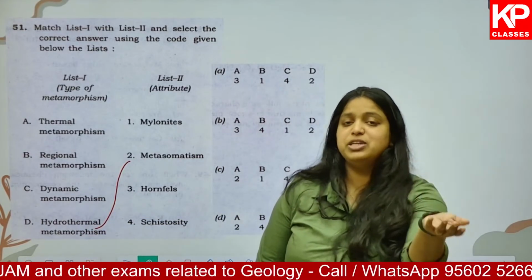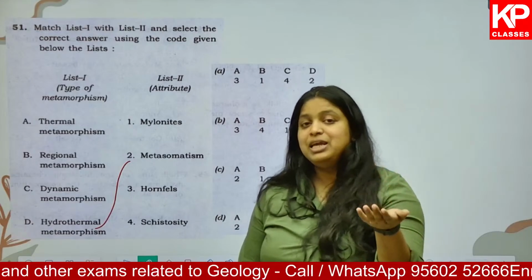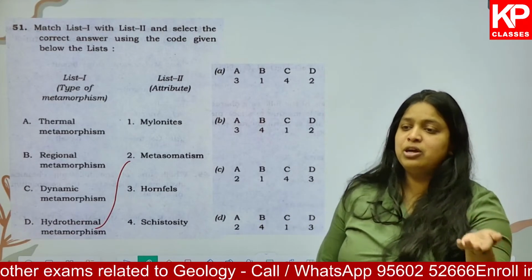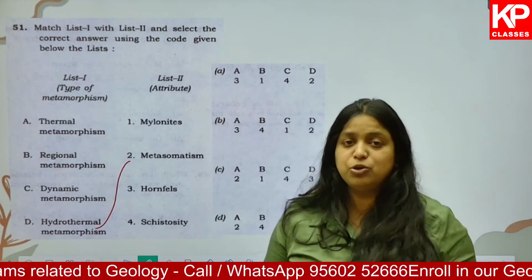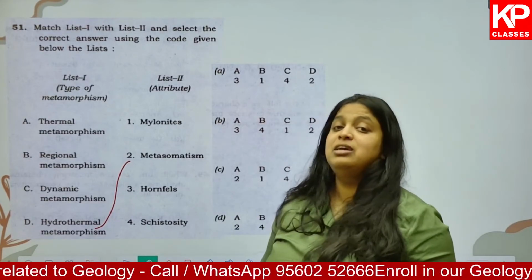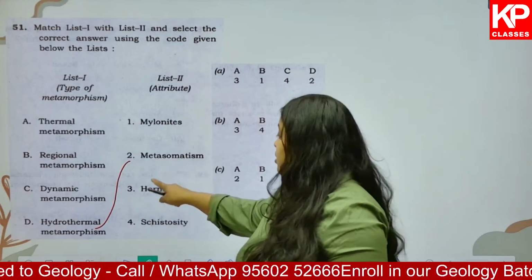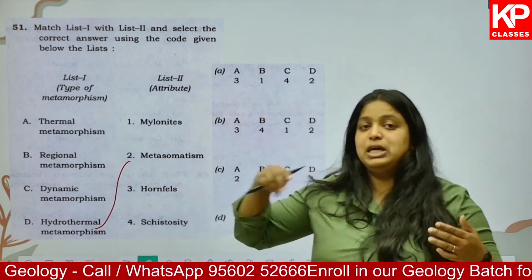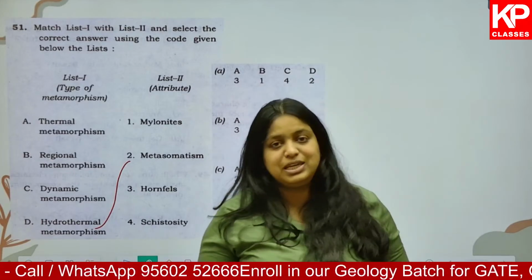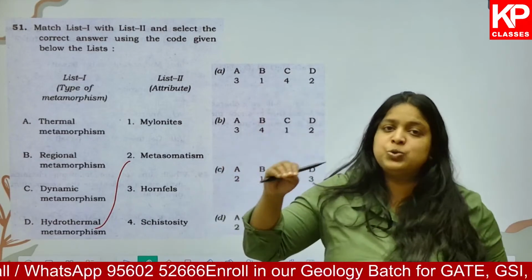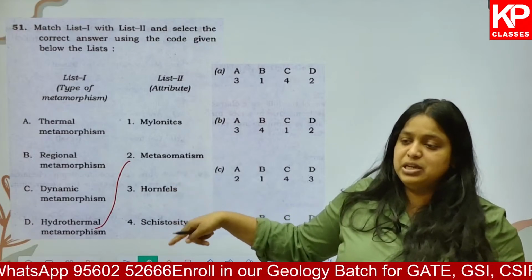It's a metamorphism where the chemically active fluid is the reason for the metamorphic reaction to take place, or the variation in the chemical composition takes place there because of the chemically active fluid. So in a hydrothermal metamorphic terrain where hydrothermal activity takes place, there metasomatism is what is happening.